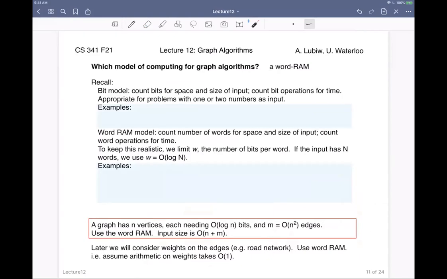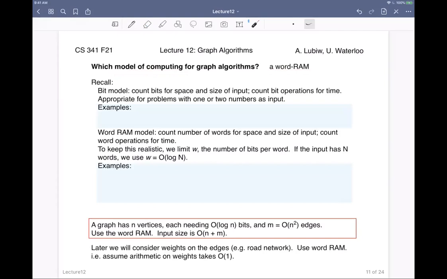Now, I've been talking theta n plus m without yet saying what model of computing we are using for graph algorithms. How are we measuring space? How are we measuring time? We're using a word RAM. That's our basic model of computing, and it's totally appropriate to use for graphs.